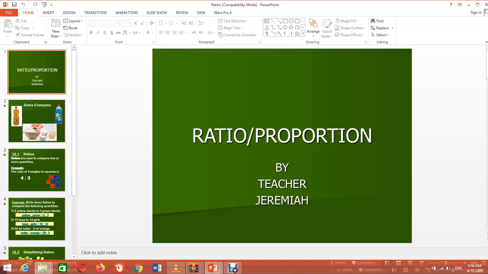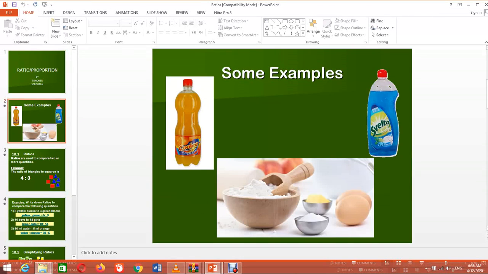with your notebook and pens and your andesa ready on your table for the continuation of our lesson on ratio and proportion. We've already treated proportion, so this morning we are going to focus much attention on ratio. On this screen, you can see some examples.